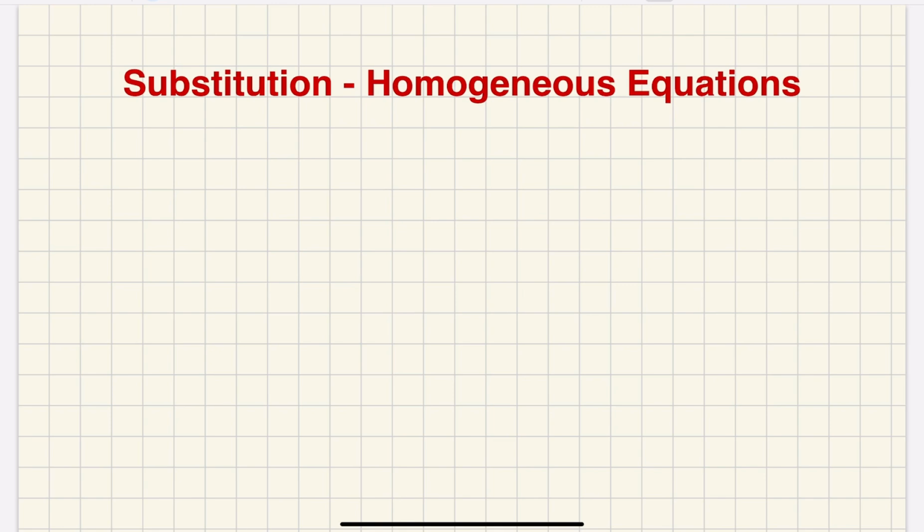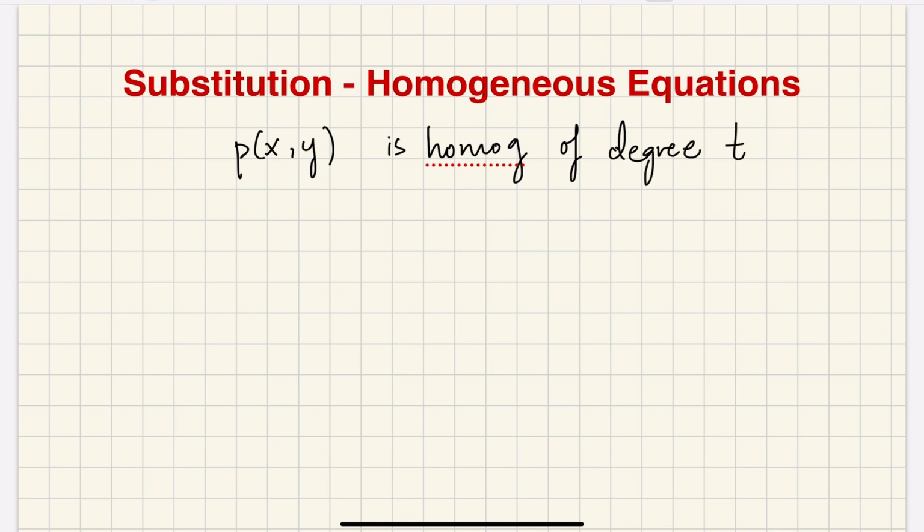A function, say p of x and y, is homogeneous of degree t if p of alpha x and alpha y is equal to alpha to the t times p of x and y. Now, I know this looks insane, but let me show you with an example what this means.